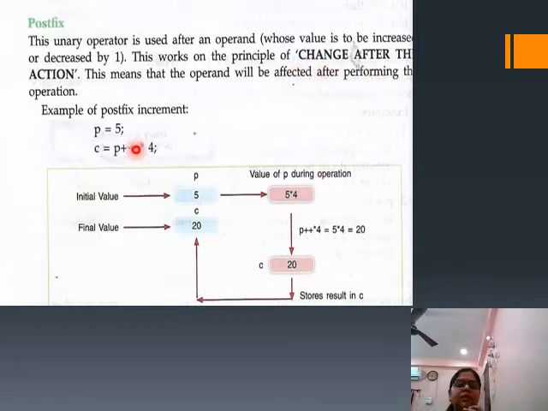We'll take the same example, p++ * 4. But here the action will be taken first, then the value of p will be changed. p is 5, 5 into 4, we are going to get the answer 20. But after this operation, p will become 6.